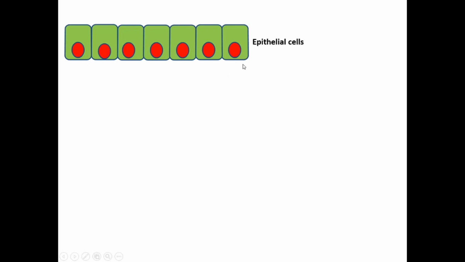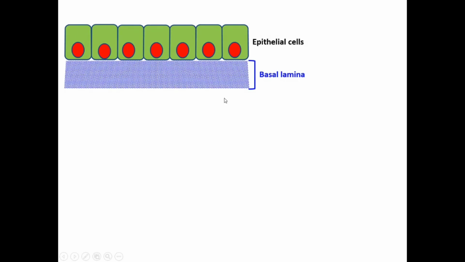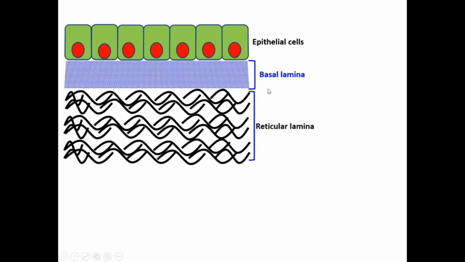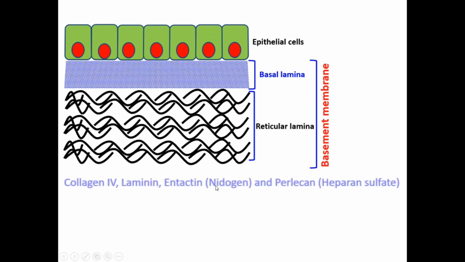Again, in this slide you see epithelial cells. We said under the epithelial cells we have a very thin layer called the basal lamina. The components of the basal lamina are produced by the epithelial cells, and after that we have a reticular lamina, and the components of the reticular lamina are produced by connective tissue cells. These together are called the basement membrane.